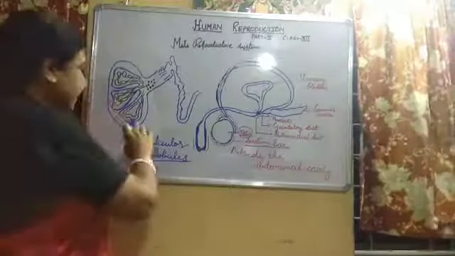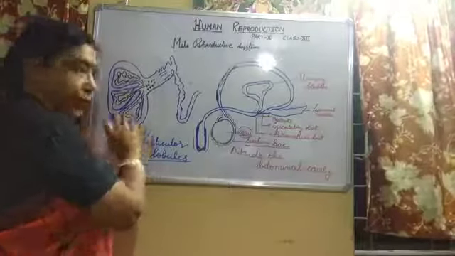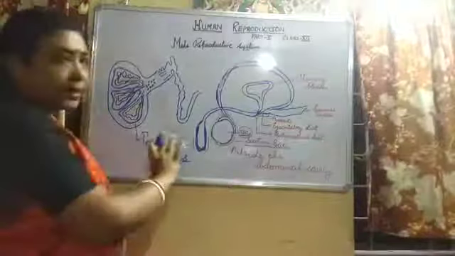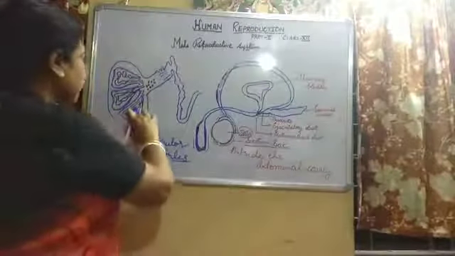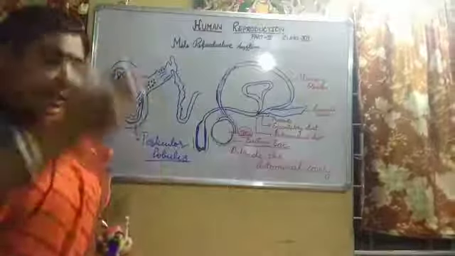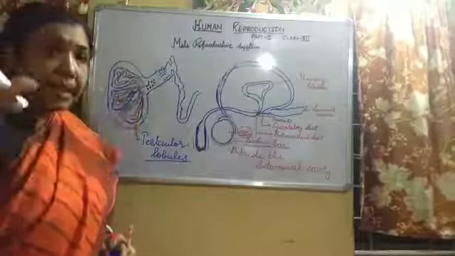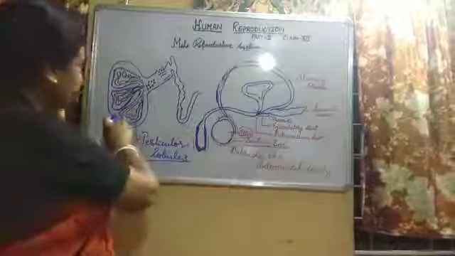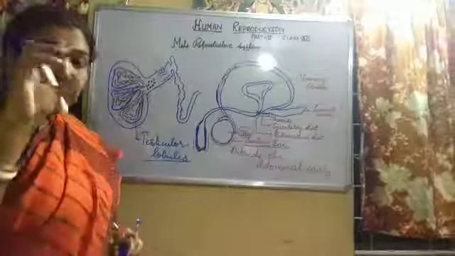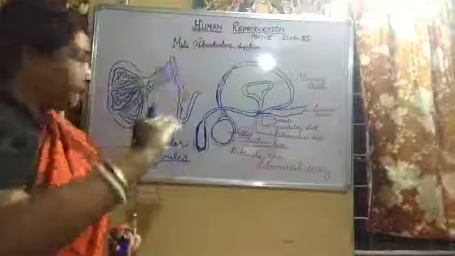These are the lobules, present in the testis, the testicular lobules. Inside this, always remember, in a testis there are about 250 compartments, like this. 250 compartments, those lobules.